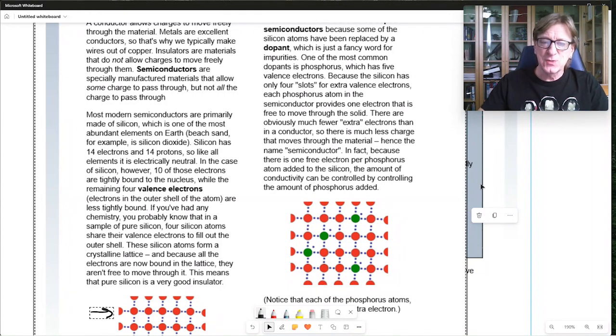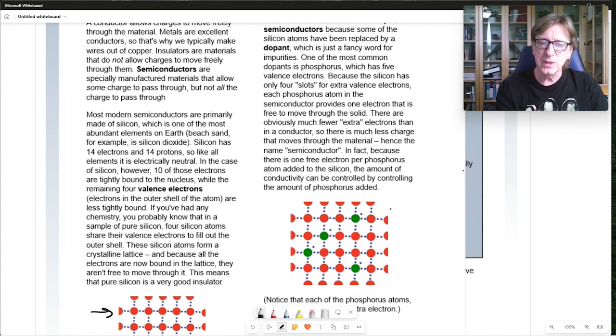And phosphorus has an extra valence electron. So it's got 5 valence electrons. Now, when you look at the picture here, the green ones that I've drawn are phosphorus. And you see that they've got that extra valence electron right there. So that valence electron can effectively be just passed around from one atom to another. It can just get swapped around from one phosphorus atom to the next, and so it can start moving through this.